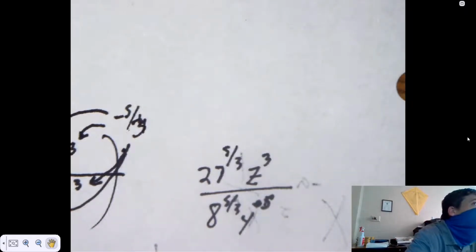Now, we can't do anything with z's and y's, but we can do stuff with the numbers. It's the cube root. What's the cube root of 27? 3. Now you do 3 times 3 times 3 times 3 times 3. It's not 81. You got one more 3 in. 3 to the 4th is 81.